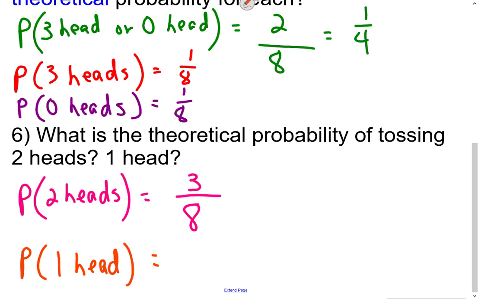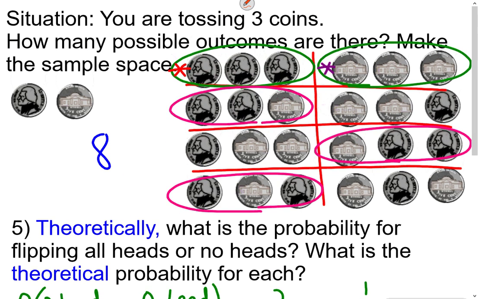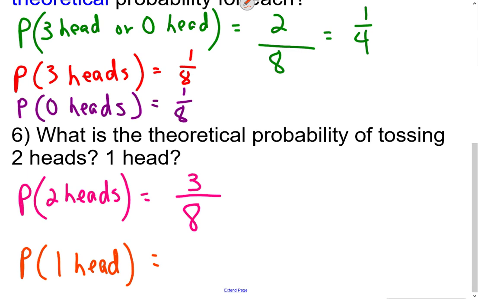I'll do it the same way. So I'll come up here and find all the situations that have just 1 head in them. Well, I look at that and here's one. I'm starting to get a lot of things circled. Here's another one. And still here's another. So I have 3 outcomes that satisfy the 1 head. 8 outcomes total, so probability of 3/8.